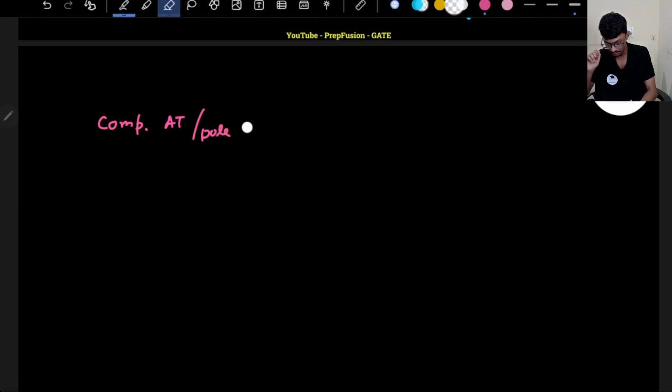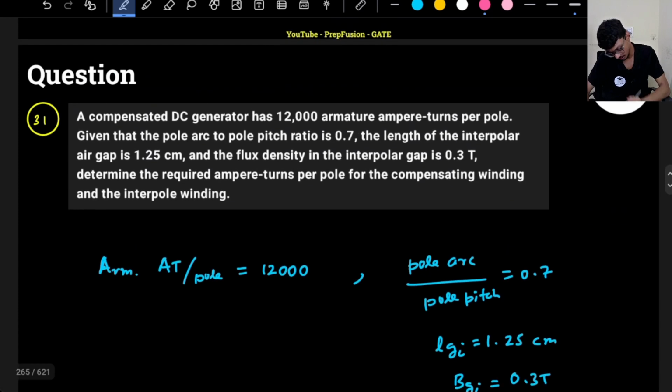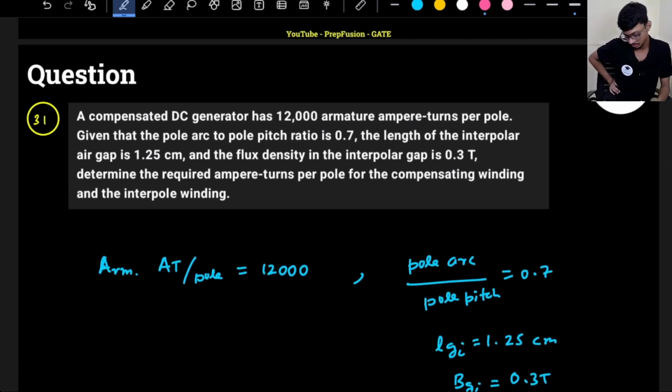Whatever ampere turns the compensating winding will produce, I have to multiply that with 0.7, because it will only cover 0.7 of the portion. Am I correct? Compensating has this much amount of ampere turns. Given that the pole arc to pole pitch is this, the length of the interpolar region is this. This is the overall ampere turns of the armature. So how much will the compensating winding cover?